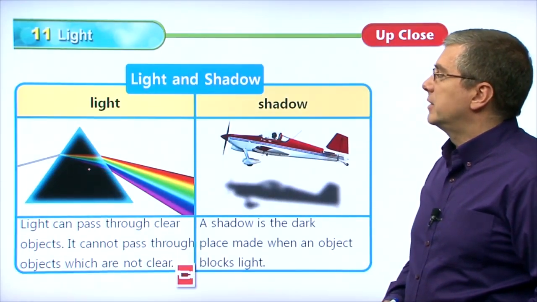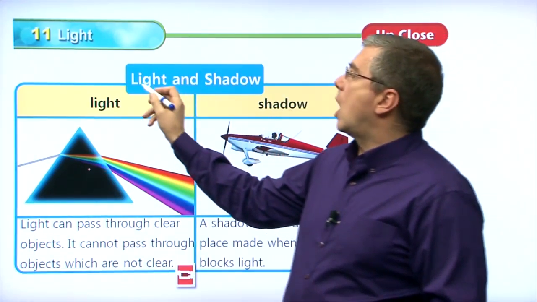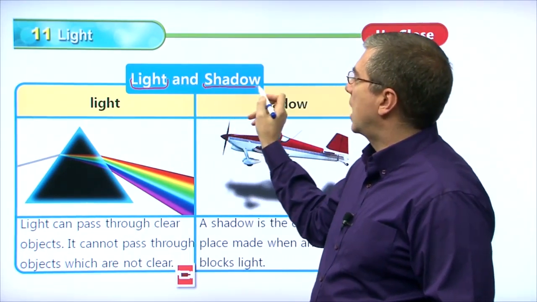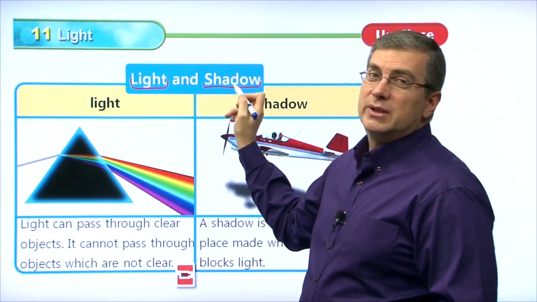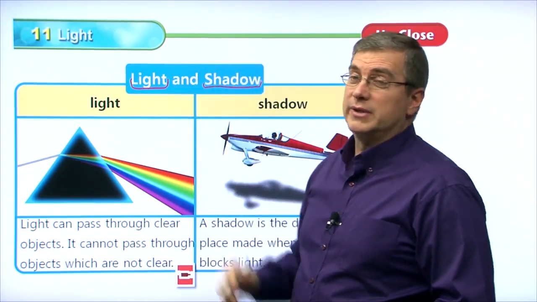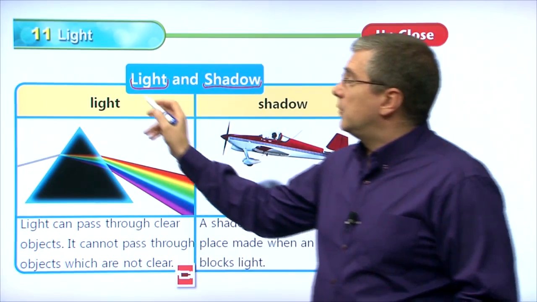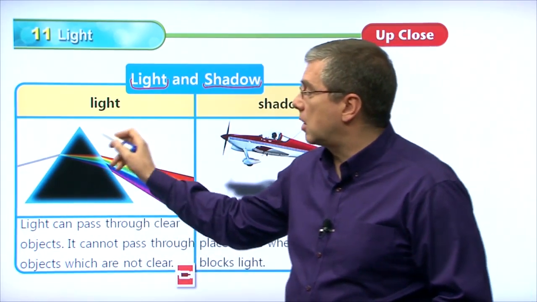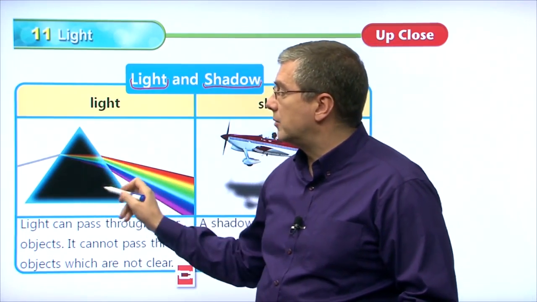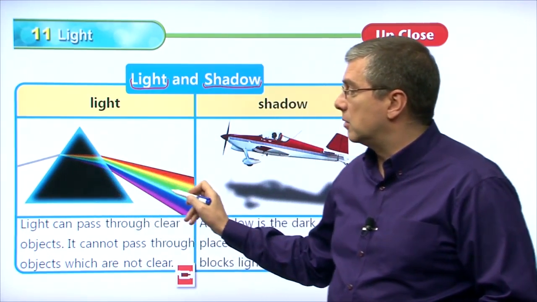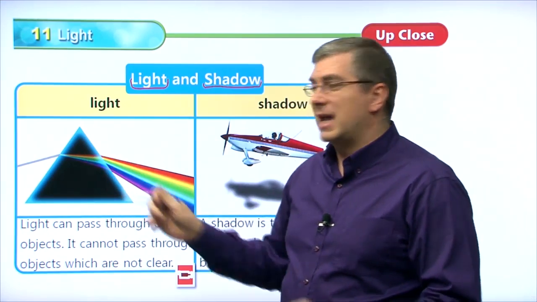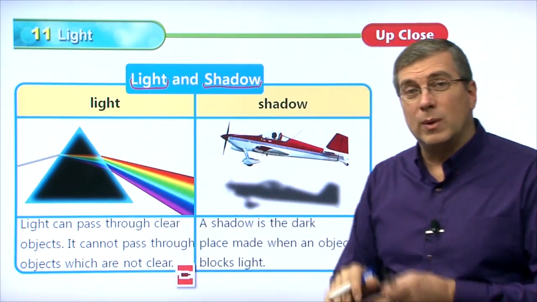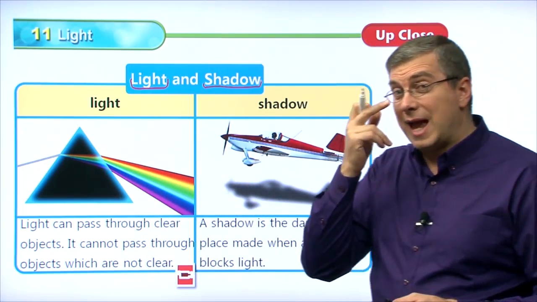Here we have our chart, light and shadow, opposites. Light is the opposite of shadow. Shadow is the opposite of light. If we talk about light here, light can pass through clear objects. If this is a clear object, the light can pass through. Of course, in this case, the light is getting broken up. But usually, light can pass through like a window. It can pass through glasses.